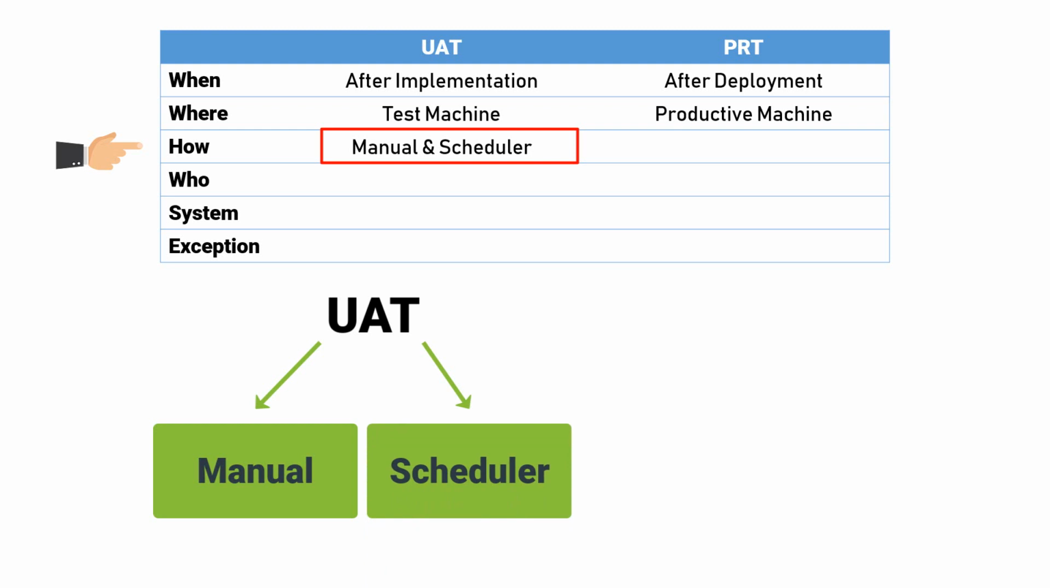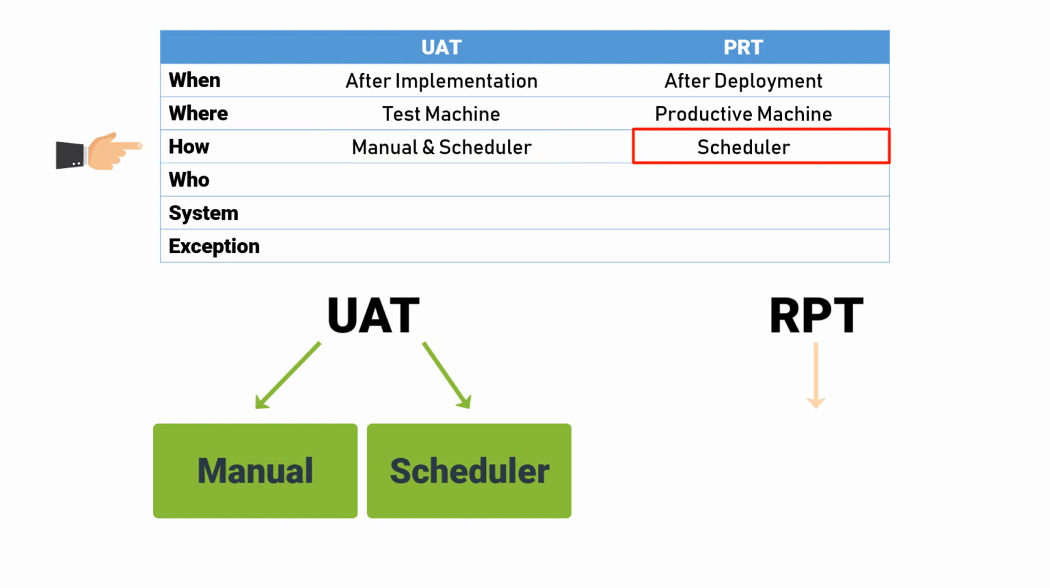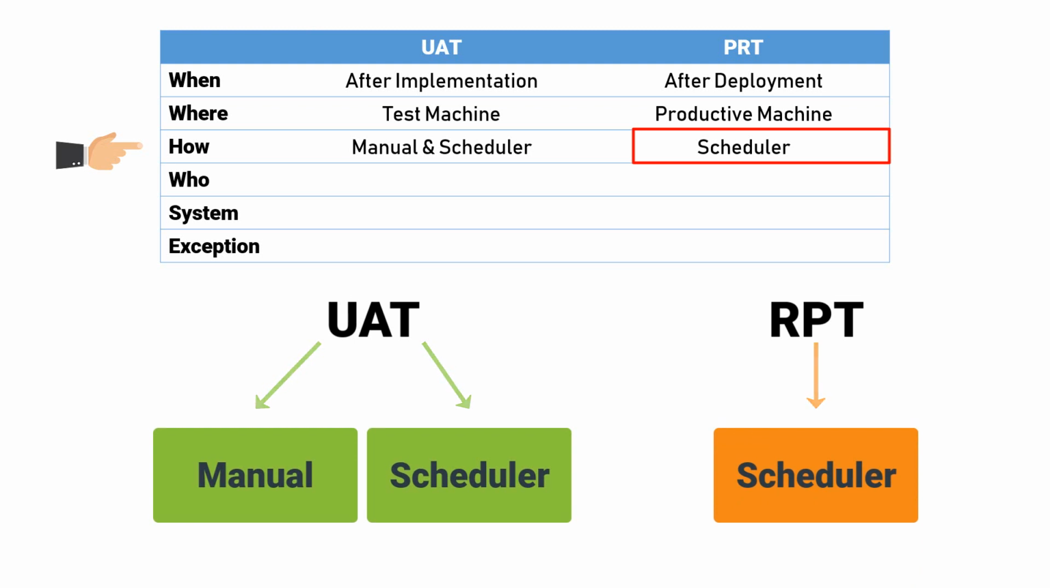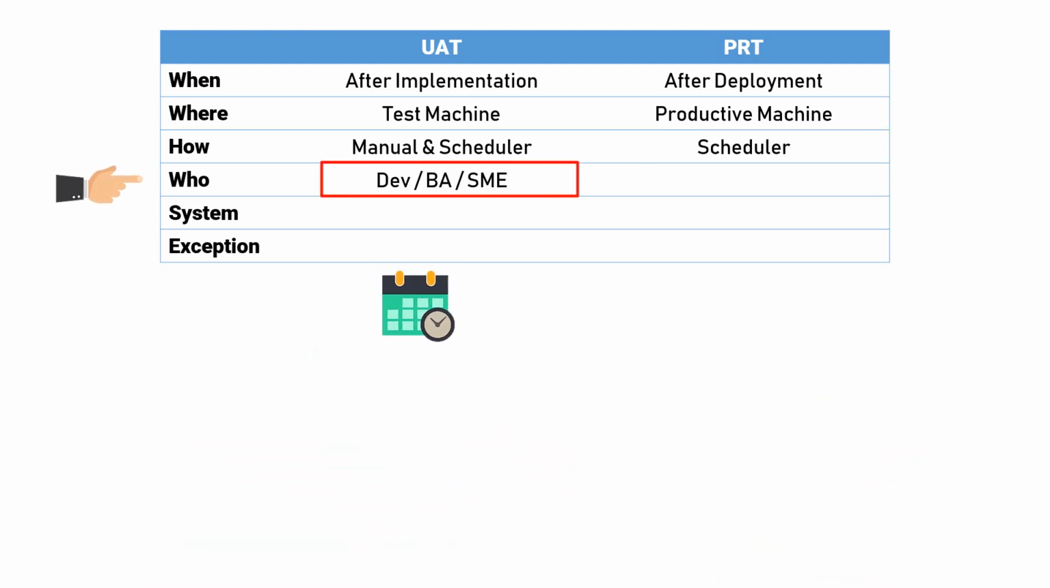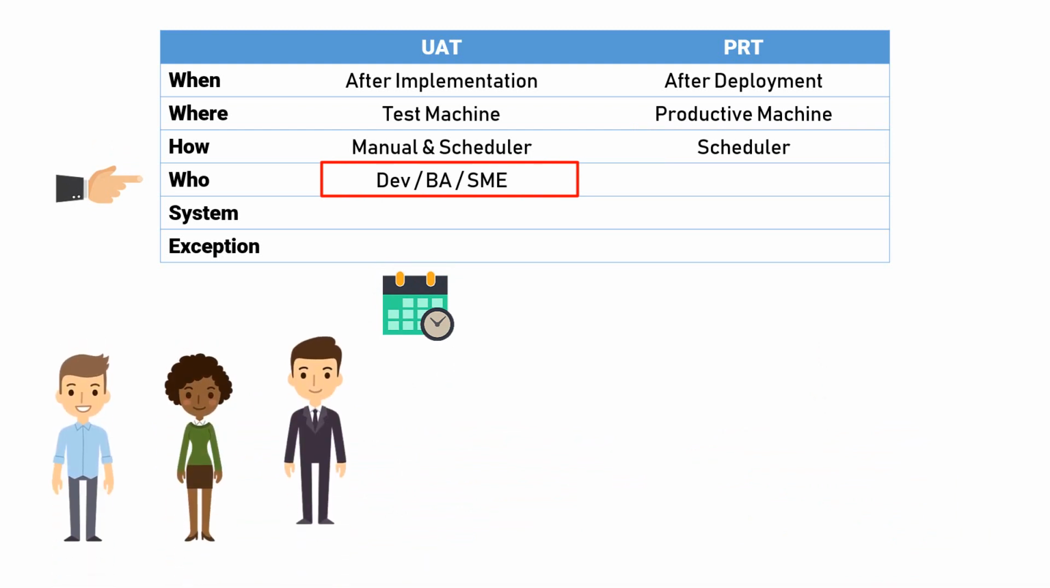This ensures that the bot runs exactly, as it should later run on the productive machine, because the bot behaves differently if the bot is started manually or from the scheduler. Because the PRT runs on the productive machine, the test can only be started from the scheduler. However, this will usually take a few days, depending on how extensive the process is. The following people will take part in the UAT: developer, business analyst and the SMEs.